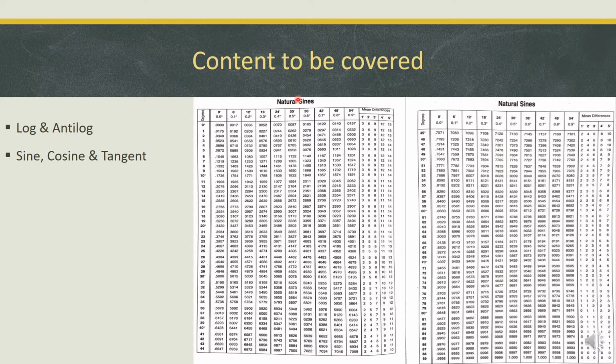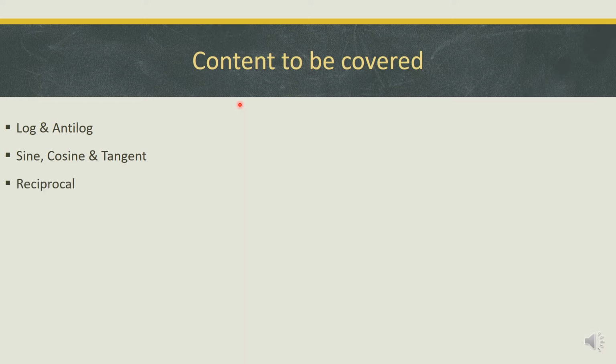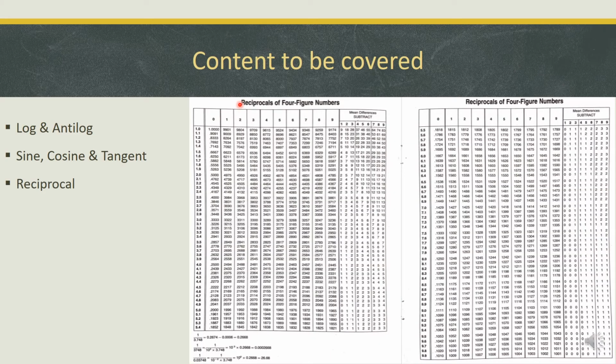Now mind you, in the logbook there are two sine tables. One is natural sine and another one is logarithmic sine. Make sure to use natural sines for our sums. Similarly, we will have tables like natural cos and natural tan. Next, we will be covering reciprocal of a number. So a 4-digit number, if we have in denominator, we can find its reciprocal using this table very easily.